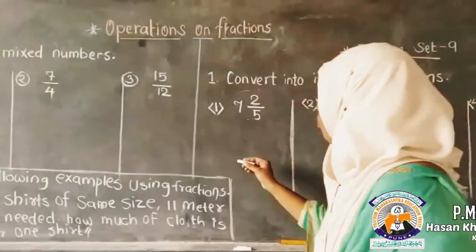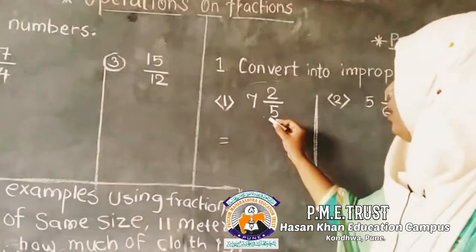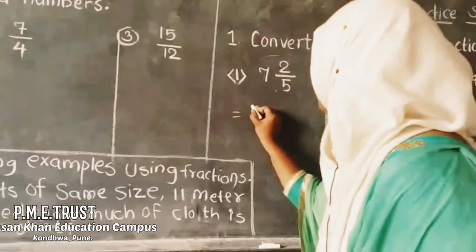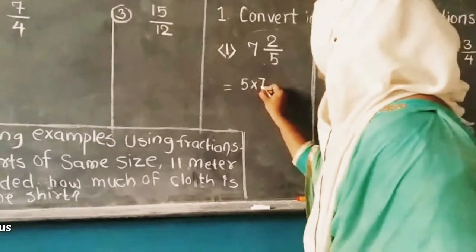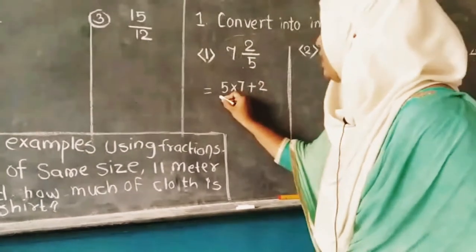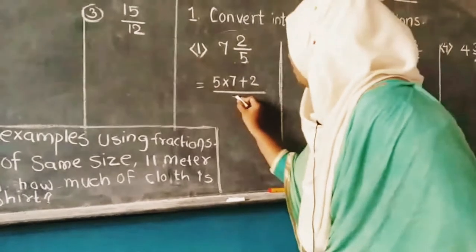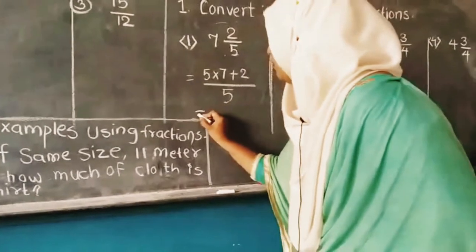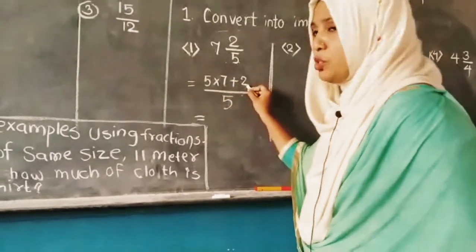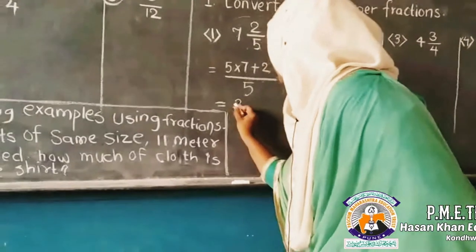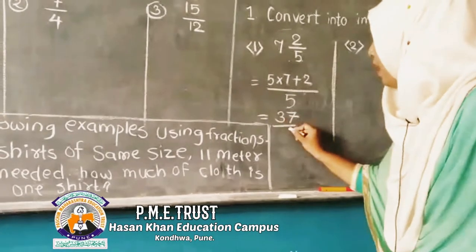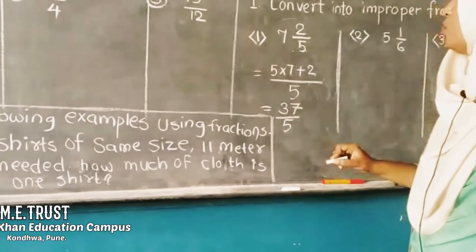Okay. First, what is the first step? 5 multiplied by 7. Then plus 2. Then after, write here the same denominator 5. Okay. See here, 5 sevens are how much? 35 plus 2. What is the numerator? 37. And the denominator is what? 5.